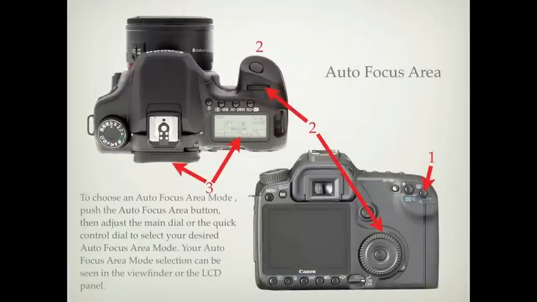To choose an autofocus area mode, push the autofocus area button, then adjust the main dial or the quick control dial to select your desired autofocus area mode. Your autofocus area mode selection can be seen in the viewfinder or the LCD panel.